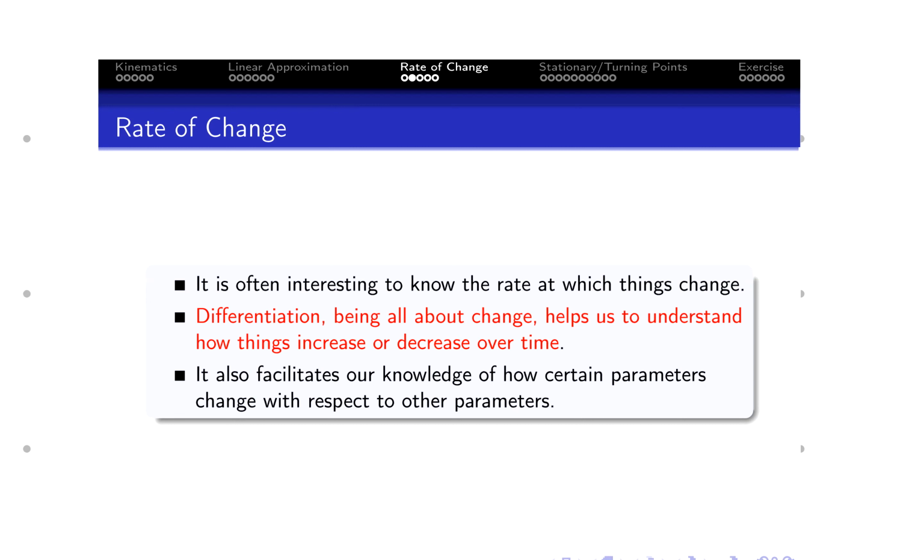So differentiation being all about change, right? It helps us to understand how things increase or decrease over time. It also facilitates our knowledge of how certain parameters change with respect to other parameters. So how do things change? How is the behavior of your child changing depending on the way you also behave? So things like that are questions we confront every day.